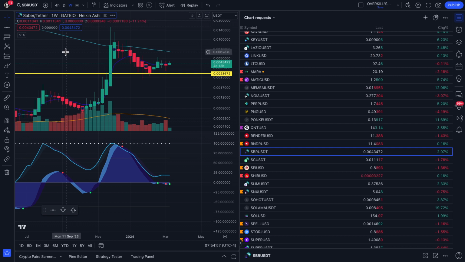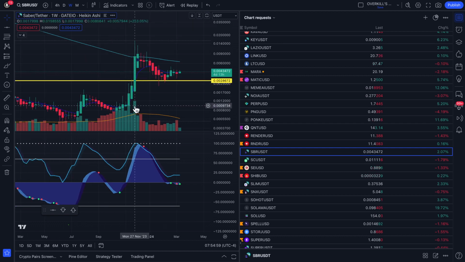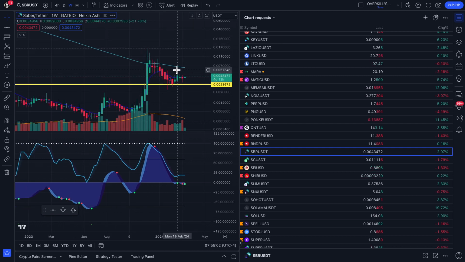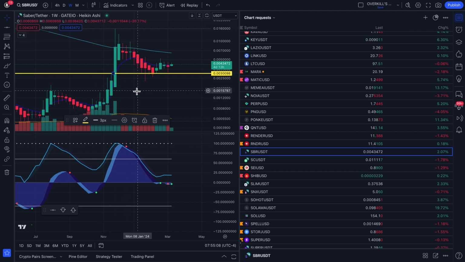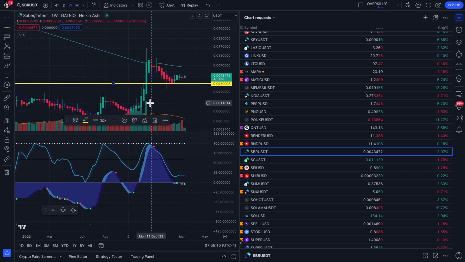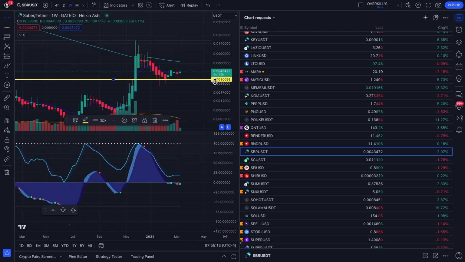Don't be greedy. Here's SBR, so Gate.io. It's below the 50, so I don't like it. I would not be trading it because I'd be breaking my trading rules because we're below the mean. I'm not saying it can't blast off and go to the moon. It can very well do that. But set a stop loss at 0.003. That's your stop loss.